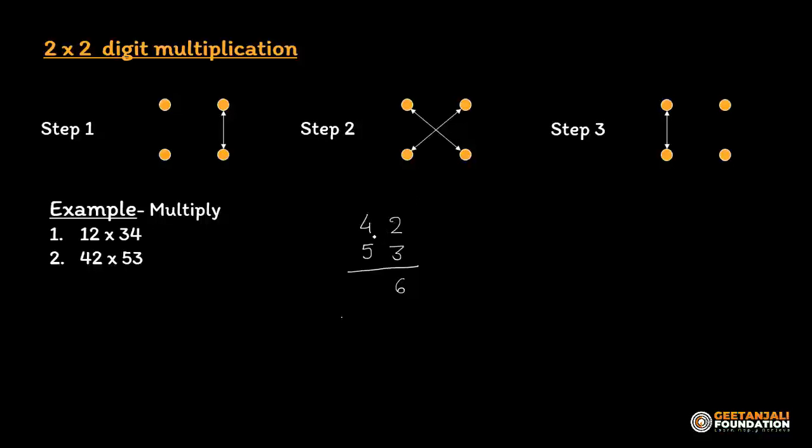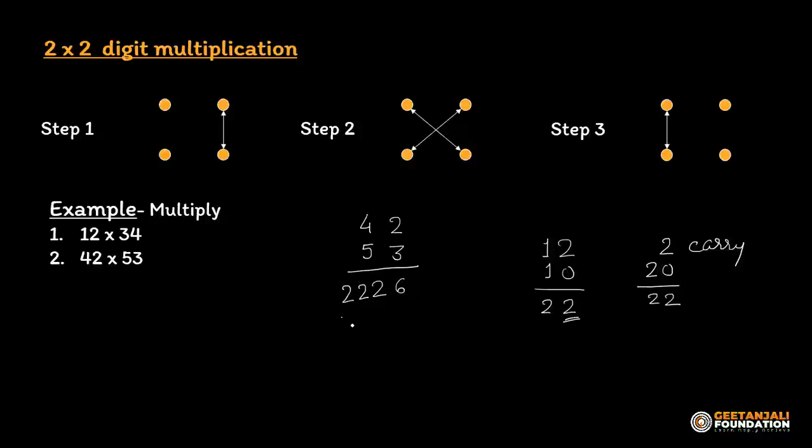Now we go to the second step. 4 3s are 12, and 5 2s are 10. So it is 22. This 2 you will write here, and this other 2 is going to be your carry for the next step. Now let's move to the next step. In the next step we move towards the left and we consider only this column. 5 4s are 20. We add the carry and we have got 22. So your answer is 2226.